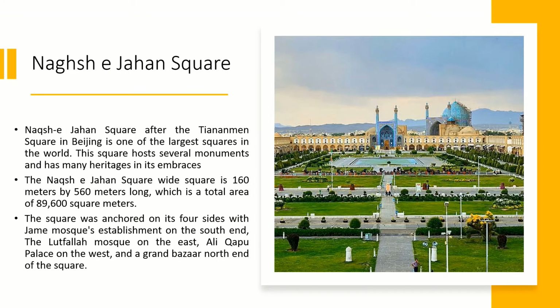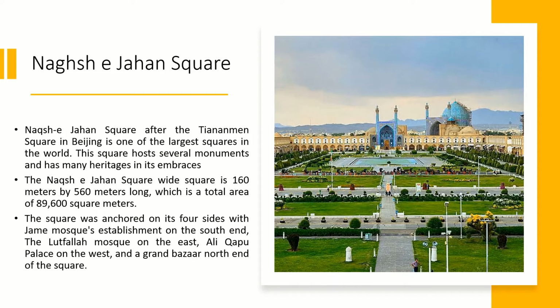Nakhchivan Square, after the Tiananmen Square in Beijing, is one of the largest squares in the world. The square hosts several monuments and has many heritages in its embraces. The Nakhchivan Square is 160 meters wide and 560 meters long, which is a total area of 89,600 square meters.